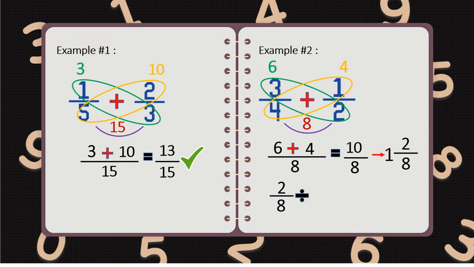So 2/8, 2 and 8 are divisible by what number? 2. Yes, both of them are even numbers. So let's divide 2/8 by 2/2. But don't forget to write the whole number 1. Now let's divide. 2 divided by 2 is 1. Then 8 divided by 2 is 4. Is this the final answer? 1 and 1/4? Yes, this is the final answer.